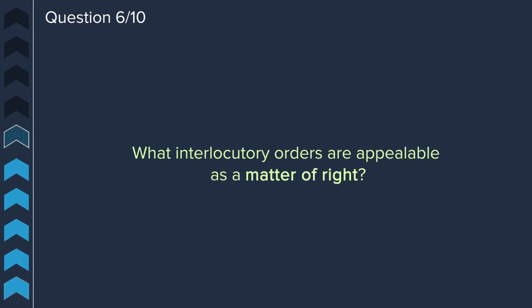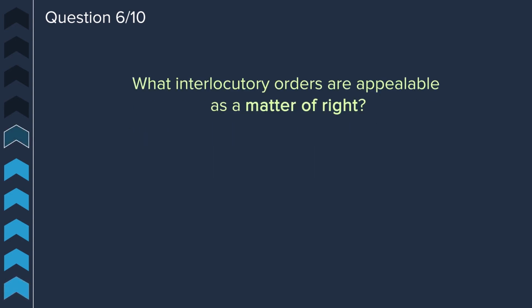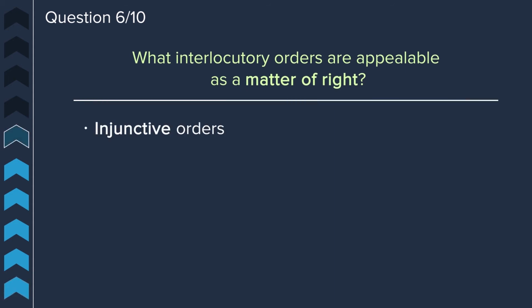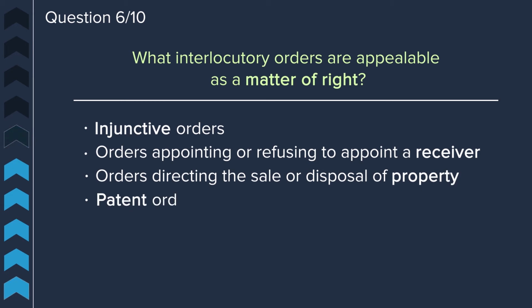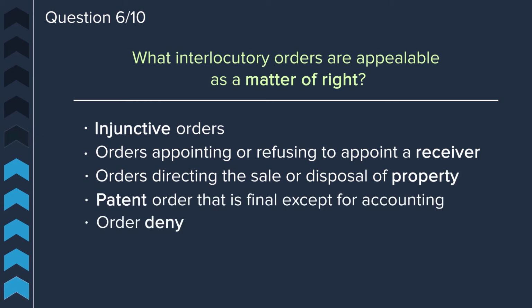Question 6. What interlocutory orders are appealable as a matter of right? Injunctive orders, orders appointing or refusing to appoint a receiver, orders directing the sale or disposal of property, patent orders that are final except for accounting, and orders denying arbitration.